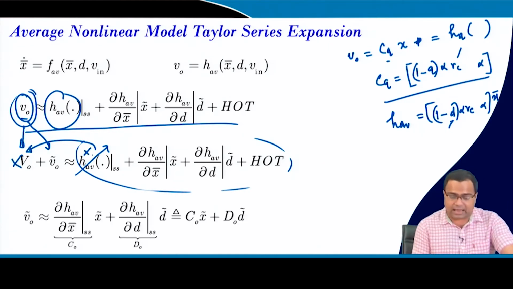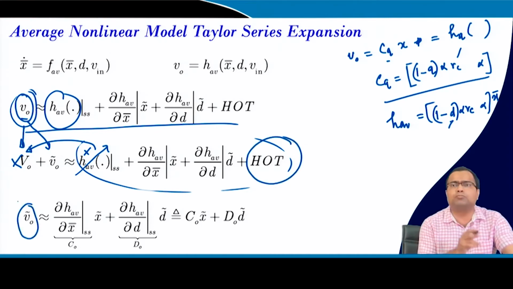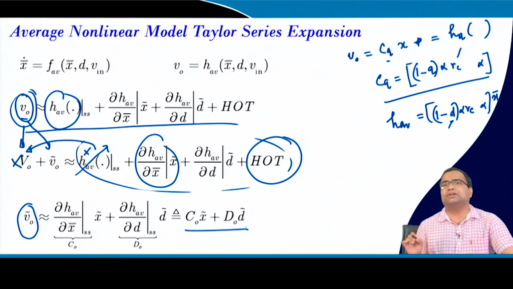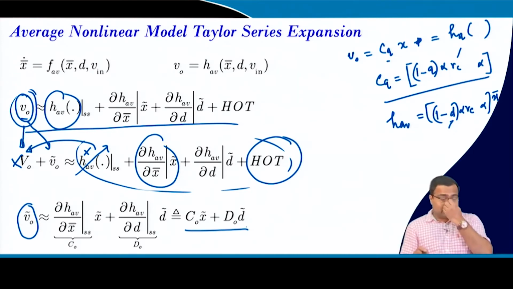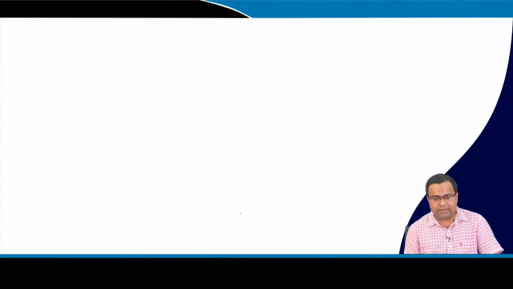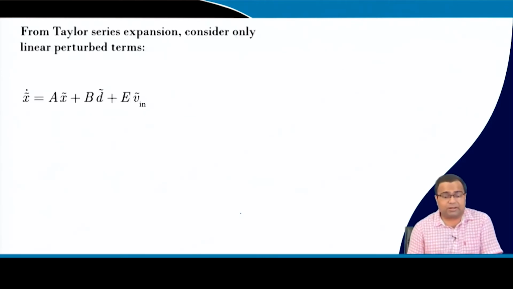Then what is left? If we ignore the higher order terms, then you will get that the output perturbation, the AC excitation, is nothing but this term into x tilde, and this is exactly what C0 and D0 are. That means the output voltage perturbation is a function of the perturbation of the state, and can also be a function of the perturbation of the duty ratio. Okay. So, now we have considered the perturbation.